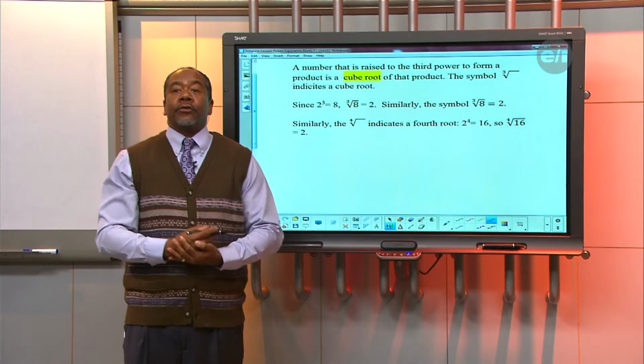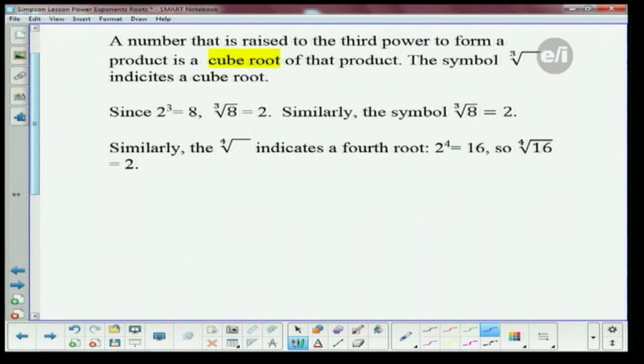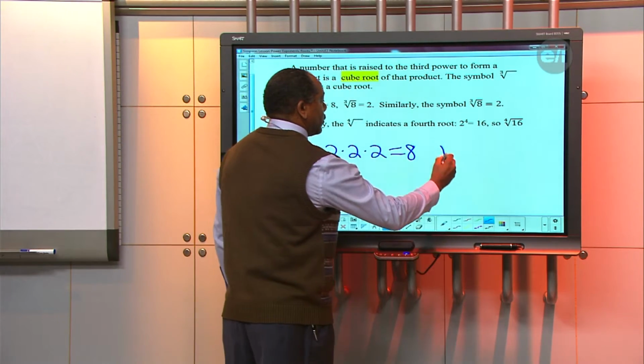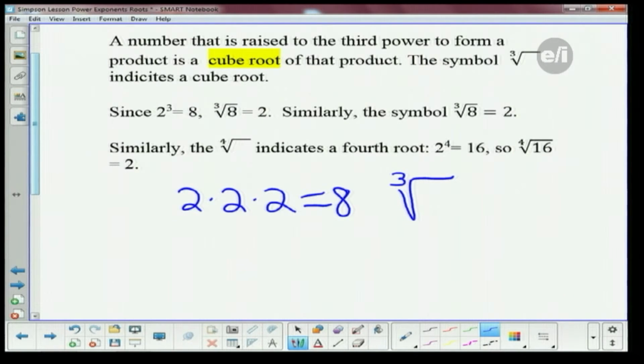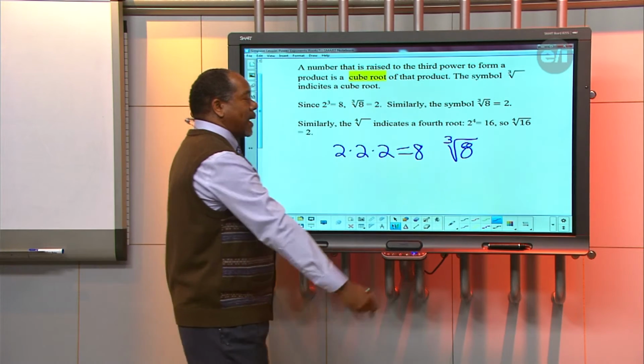There are things called cube roots. What that means is, what do you multiply by itself 3 times to get your answer? For example, 2 times 2 times 2 is 8. If I wanted to know the cube root of 8, I would write it this way. My index would be 3. And what I would be asking is, what number do I multiply by itself 3 times to get 8? And that answer is 2.